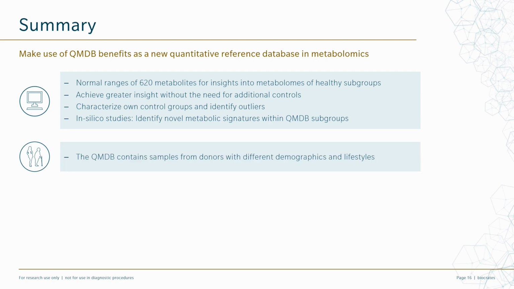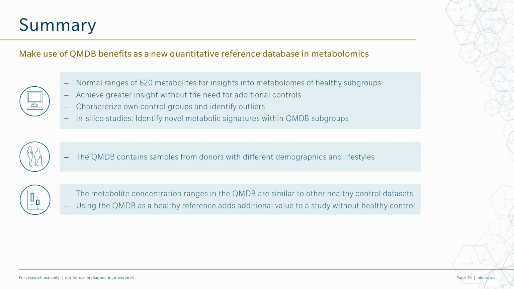I showed you the QMDB contains samples from donors with different demographics and lifestyles, so you can filter for the subpopulation of your interest. The validation results proved the metabolite concentration ranges in the QMDB are similar to other healthy control datasets measured with Biocrates technology. Comparing the mean concentrations found in the different healthy cohorts, the QMDB had the lowest number of outliers. And using the QMDB as a healthy reference added additional value to a study without healthy control in the case study presented.